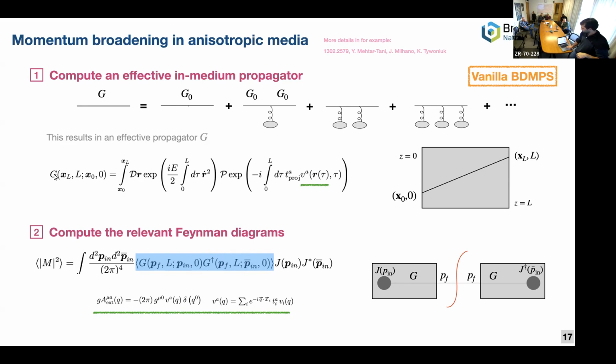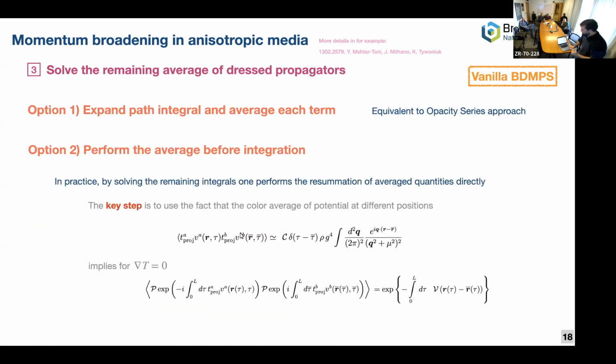Which of course is difficult because this is the correlator of two path integrals, so essentially we have not done anything so far. So there are two options. One option, of course, is to break down the path integral and just compute it order by order, averaging each term, but this is mathematically the same as what I showed before. And what people usually do is instead to first perform the averaging and then to solve the path integral.